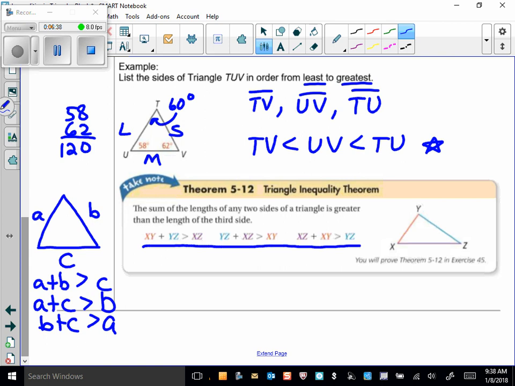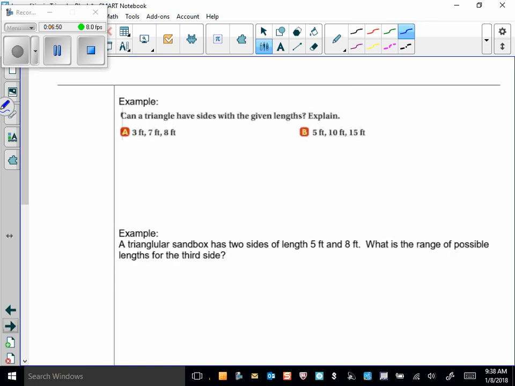All right, I thought it might just be a little bit easier if we didn't have so many X's and Y's there, but the sum of the lengths of any two sides of a triangle is greater than the length of the third side. So let's see how that's going to play out if we put some numbers up here. Okay, can a triangle have the sides given below? Let's see, so is 3 plus 7 greater than 8? Yes, it sure is. And of course 3 plus 8 is greater than 7, and 7 plus 8 is greater than 3. So yes, for sure, we can have that.